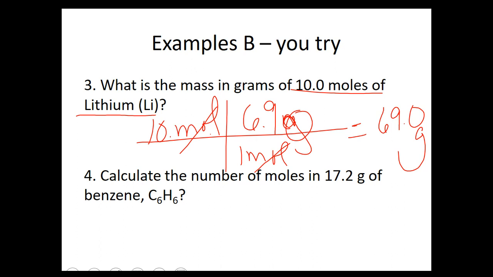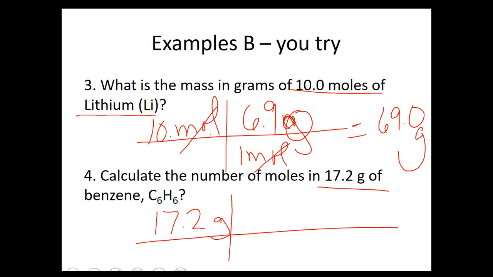Okay, last one we're going to do. We're going to calculate number of moles. We're given grams this time. 17.2 grams of benzene, which is C6H6. That's what this means. Again, I need to calculate the molar mass of this molecule here.